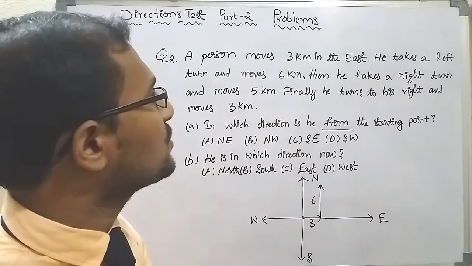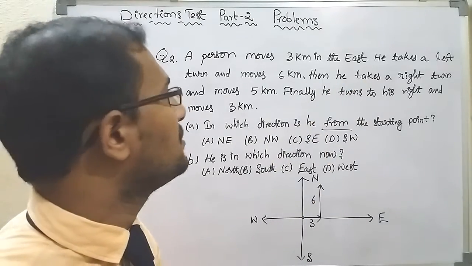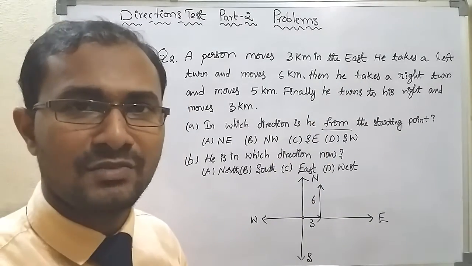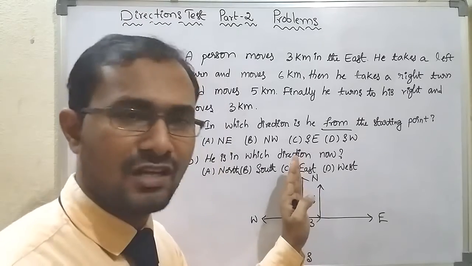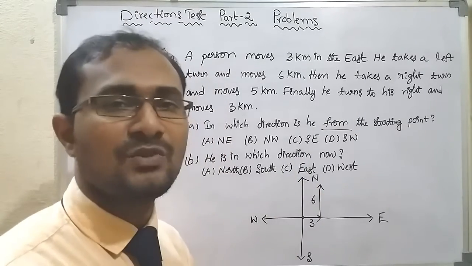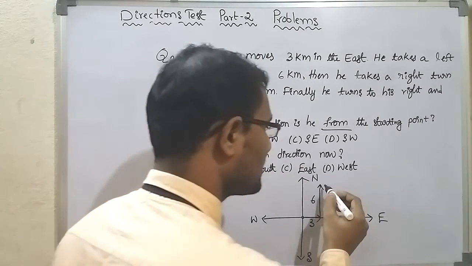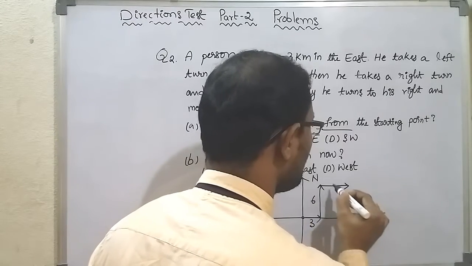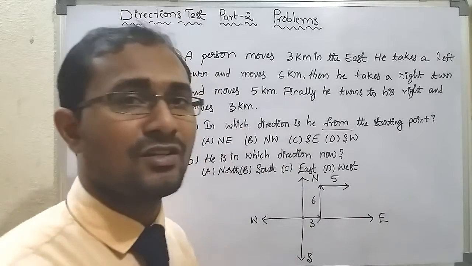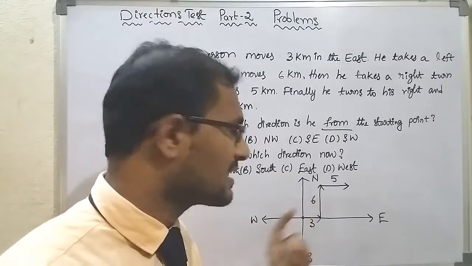And after covering 6 kilometers, what is the turn he is taking now? Then he takes a right turn and moves 5 kilometers. Now what is the turn? Right turn. Now the person is moving in the north direction. For a person who is moving in the north direction, what is the right turn? So it is nothing but east direction. And how much distance we have to cover? 5 kilometers. Remember, this 5 kilometers line is somewhat smaller than the 6 kilometers line.